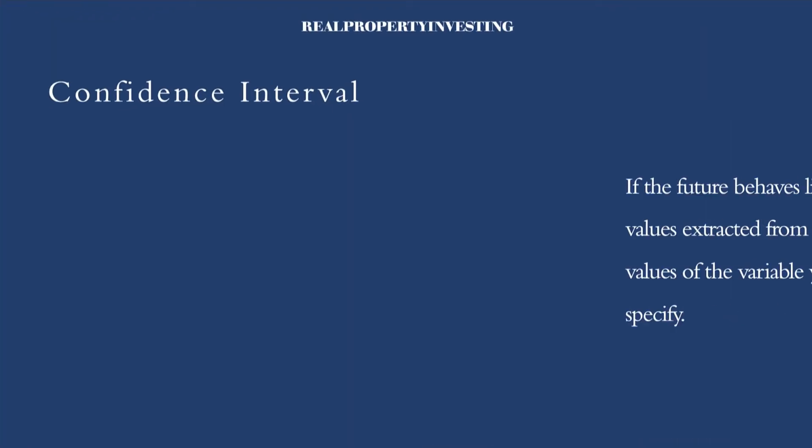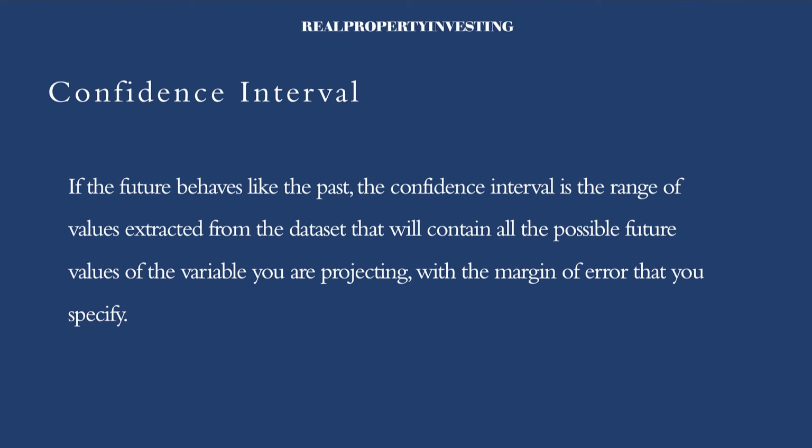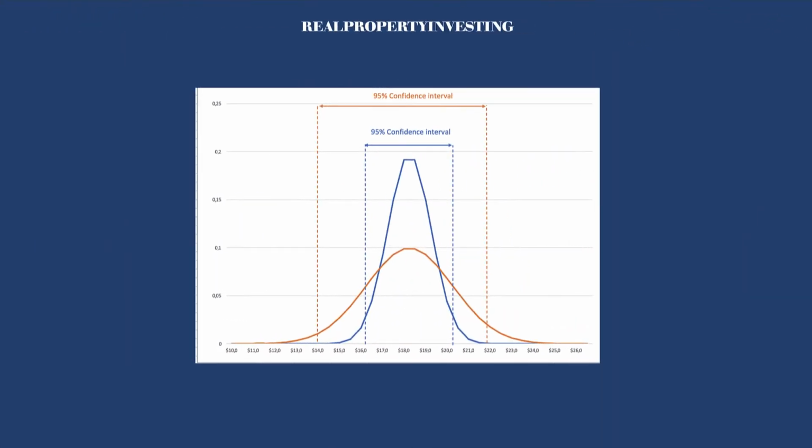If the future behaves like the past, the confidence interval is the range of values extracted from the dataset that will contain all the possible future values of the variable you are projecting, with the margin of error that you specify. Let's say the confidence interval we're looking for is 95%, or a margin of error of 5%.